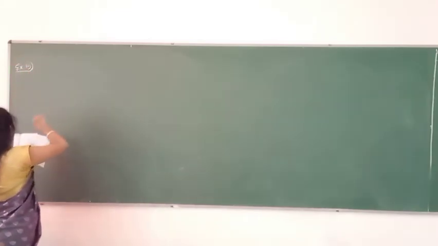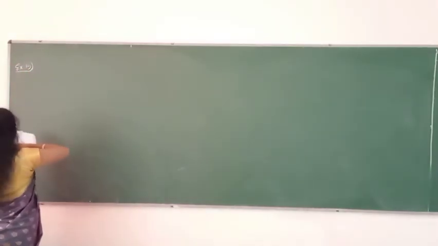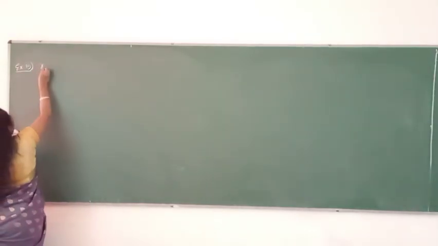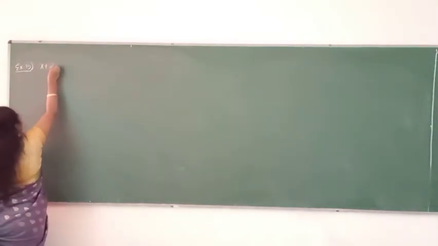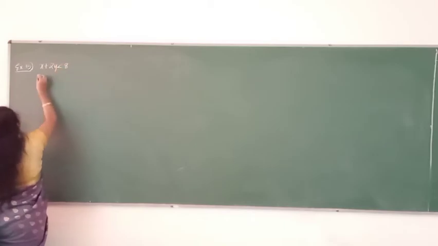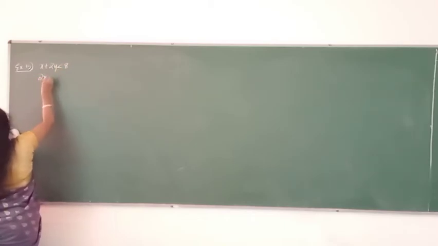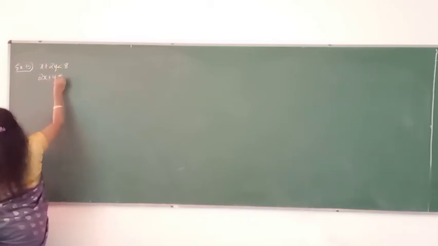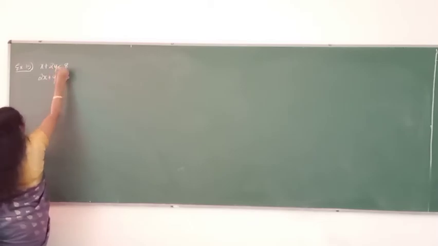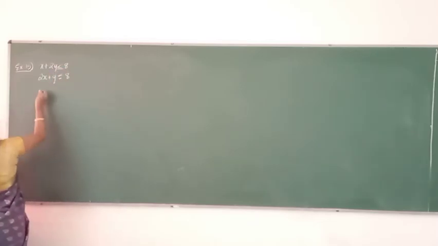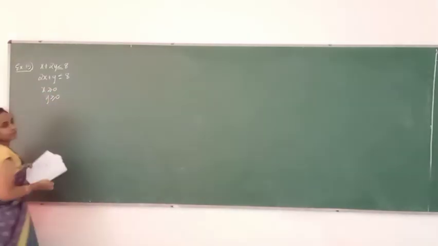So here, solve the following system of inequalities. The inequalities are given as x plus 2y is less than or equal to 8 and 2x plus y is less than or equal to 8. Sorry, the first one is less than or equal to, and the third one is x greater than or equal to 0 and y greater than or equal to 0.